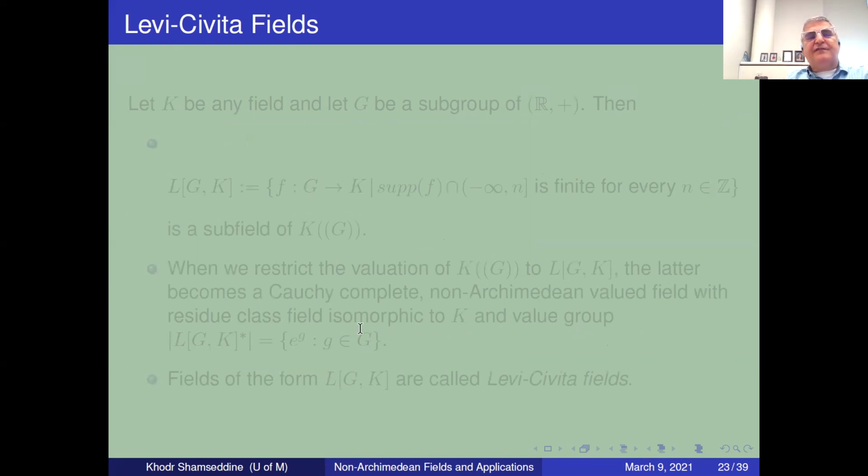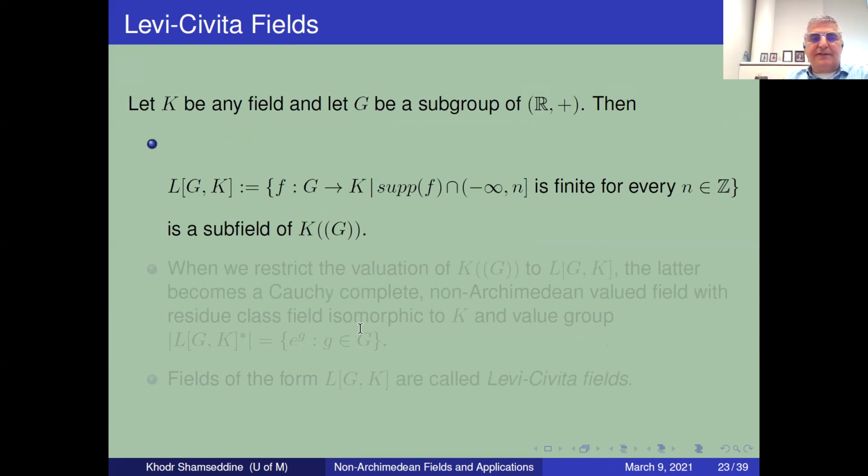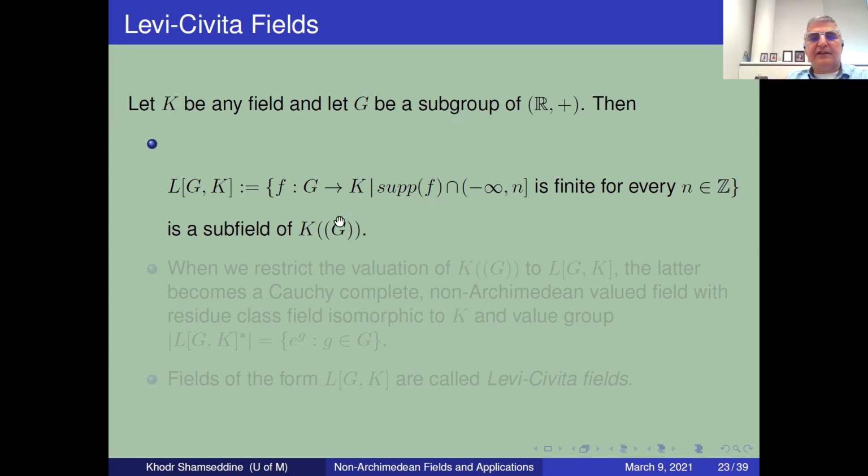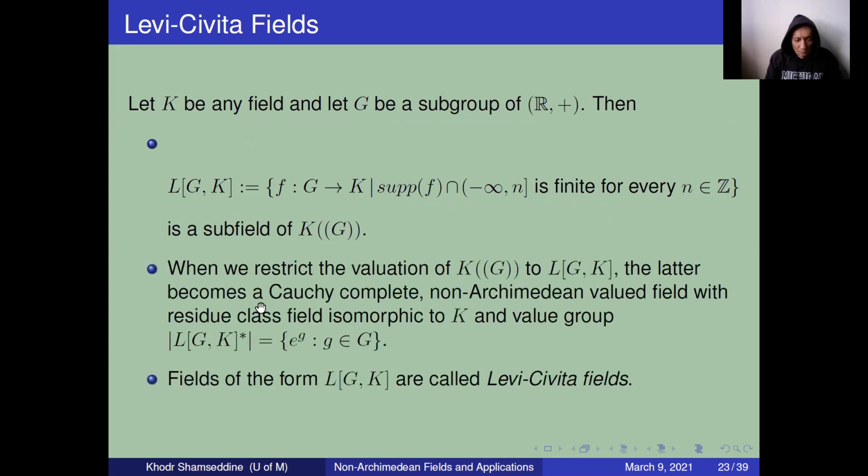As subfields of the Hahn fields, we define the following fields. Instead of having well-ordered support, we take the maps that have left finite support, which means below every integer, there are only finitely many points in the support. So the collection of all such maps forms a subfield of the Hahn field K of G. Such fields are called Levi-Civita fields.